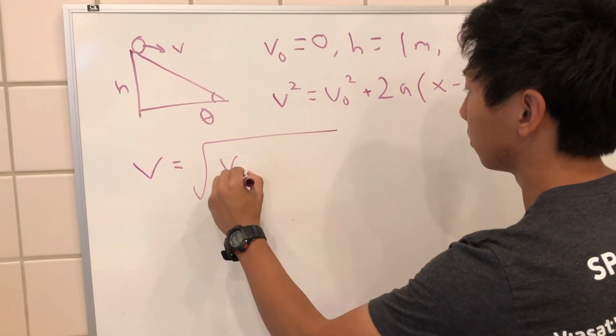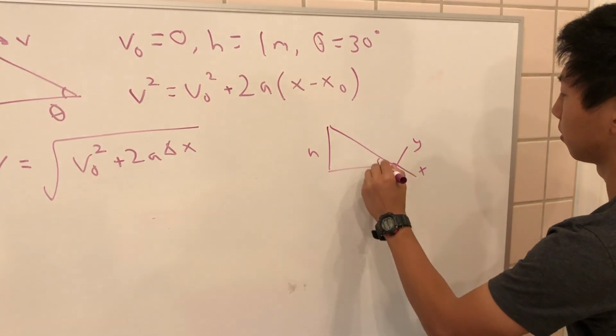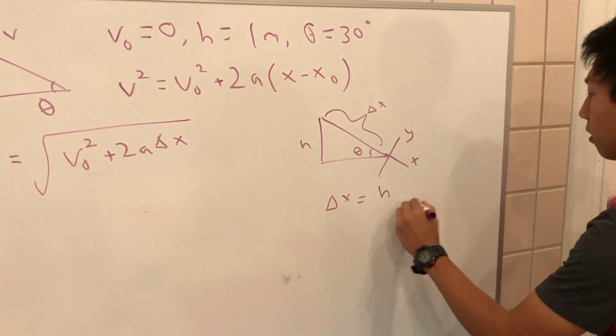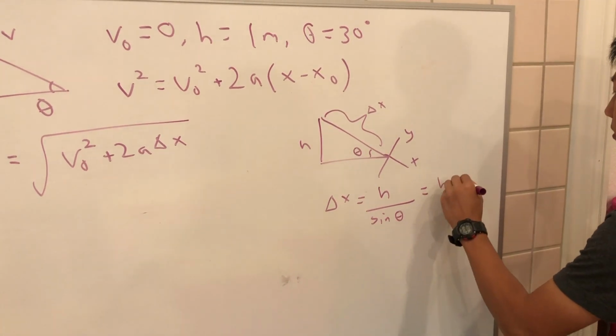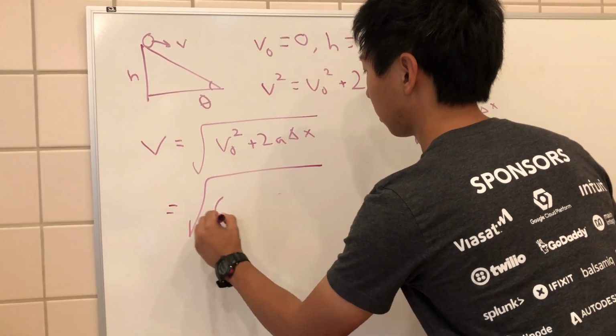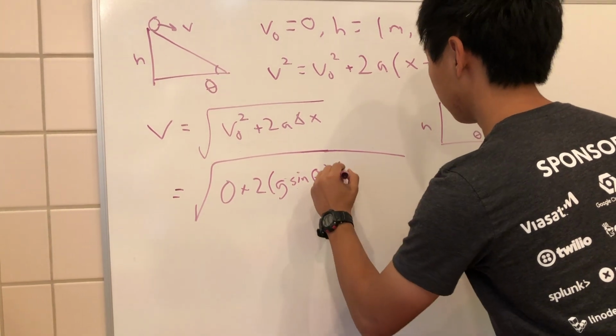To solve for final velocity, we use the equation v squared is equal to v naught squared plus 2a times delta x. Take the root of both sides to obtain v and solve for delta x using trigonometry. Since delta x is the hypotenuse, delta x equals h divided by sine theta, which is h cosecant theta. Now you can plug in your given values.